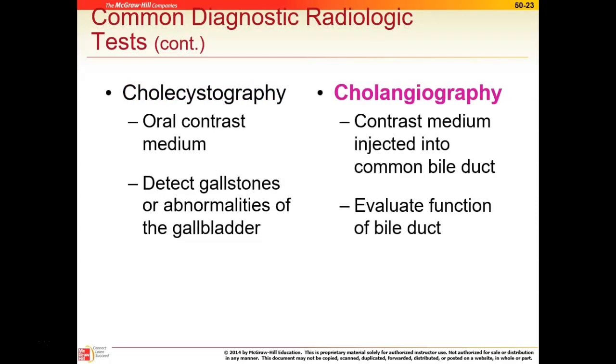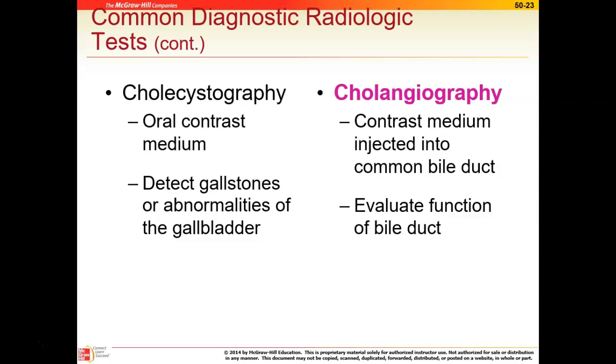Then two specific tests that we can utilize for the gallbladder. There's a cholecystography and a cholangiography. A cholecystography is something that also uses oral contrast medium, and it's primarily used to detect problems with the gallbladder and/or the detection of gallstones. If there's a possibility that one of those stones has gotten lodged into the common bile duct, which is the duct that leads out from the gallbladder, we can do a more specific test called a cholangiography. So angio refers to the duct, and chol refers to the bile.